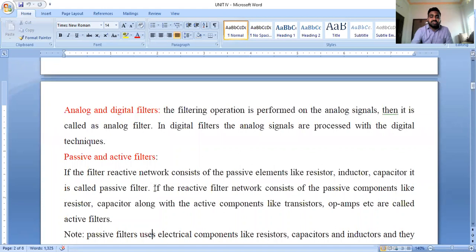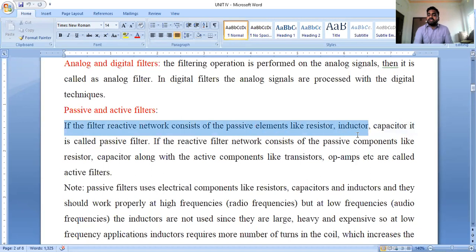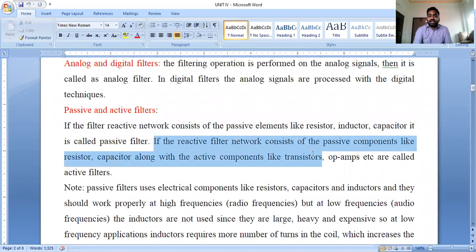Coming to the third classification, that is passive filters and active filters. This entire third classification depends upon the construction of filters. If we use passive elements in the construction of a filter, that falls under the classification of passive filter. If we use active elements in the construction of a filter, that falls under the classification of active filter. If the filter is a reactive network of passive elements like resistor, inductor, capacitor, that is called a passive filter, which we just discussed. If the filter consists of passive components like resistor and capacitor, along with active components like transistors and operational amplifiers, that comes under active filters.